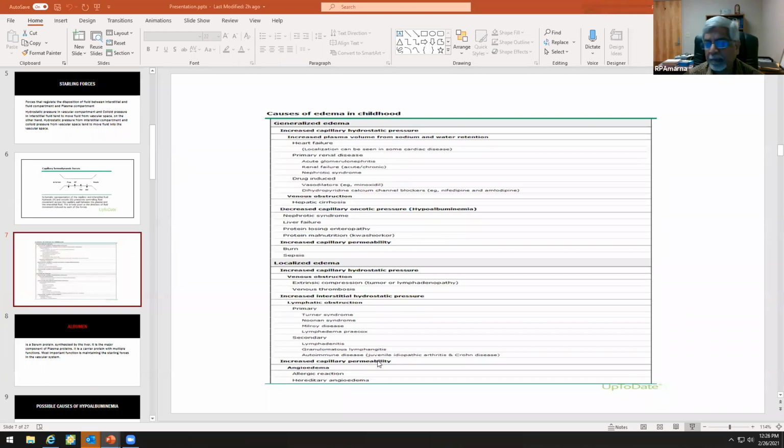The increase in capillary permeability is usually due to congenital causes such as hereditary angioedema, or allergic reactions. That type of thing can cause angioedema that tends to be localized also, but it can be generalized too, as in hereditary angioedema.